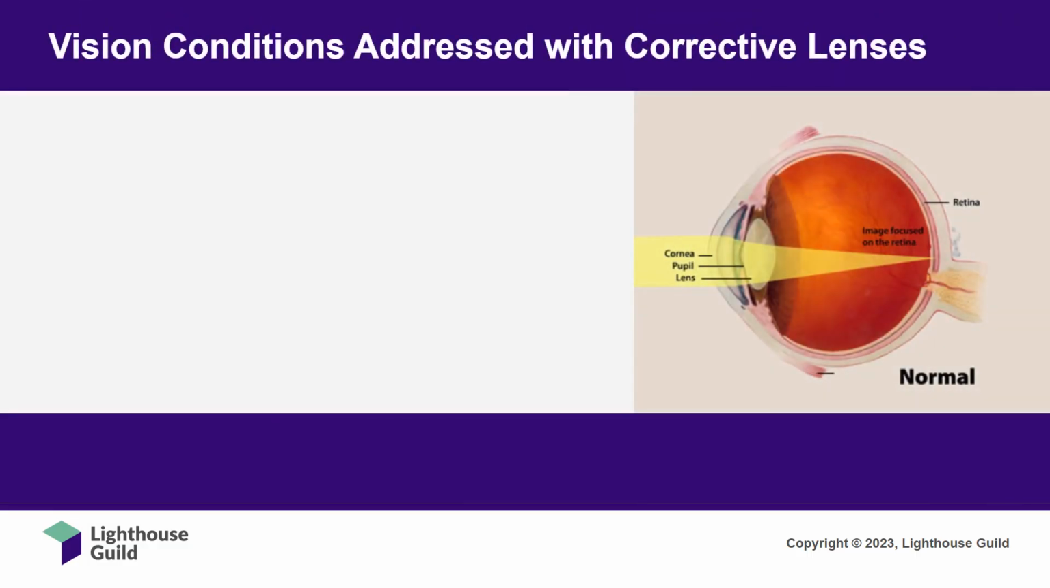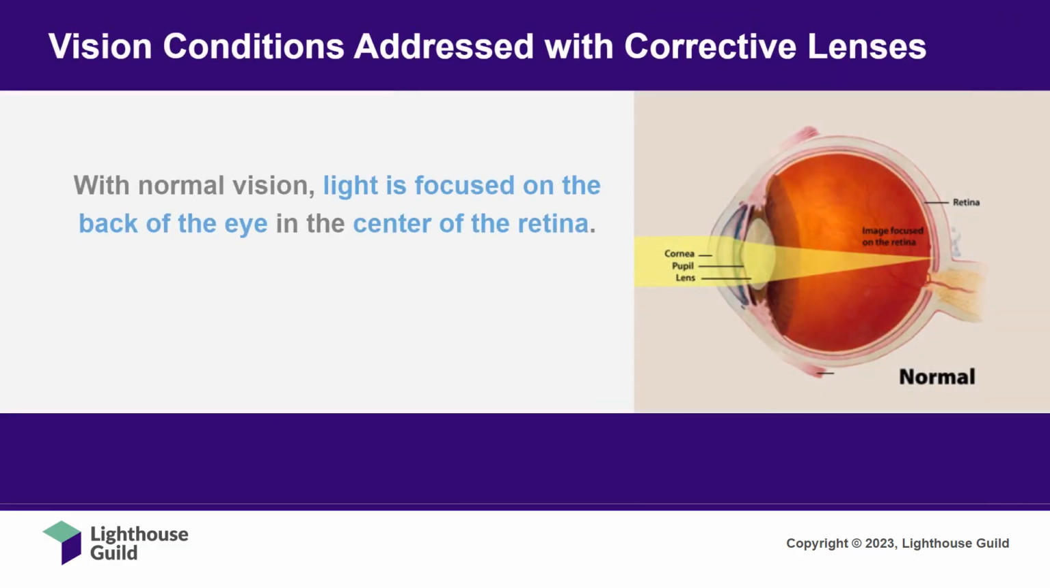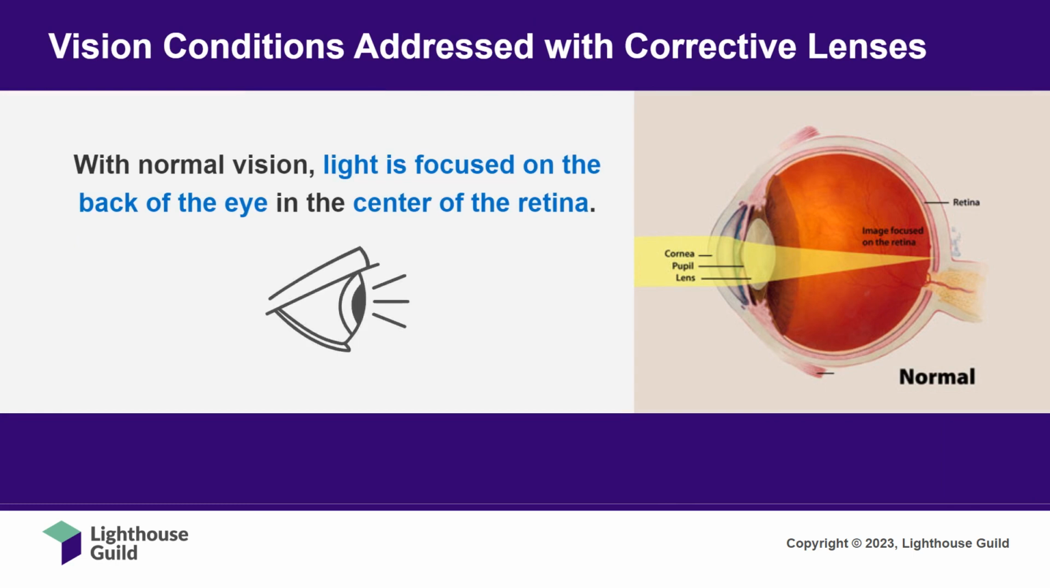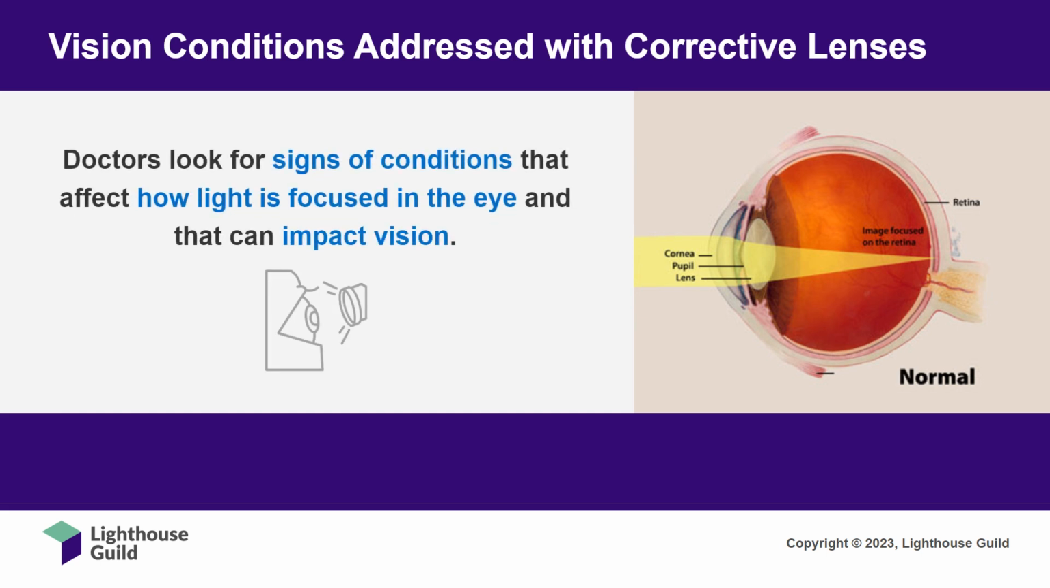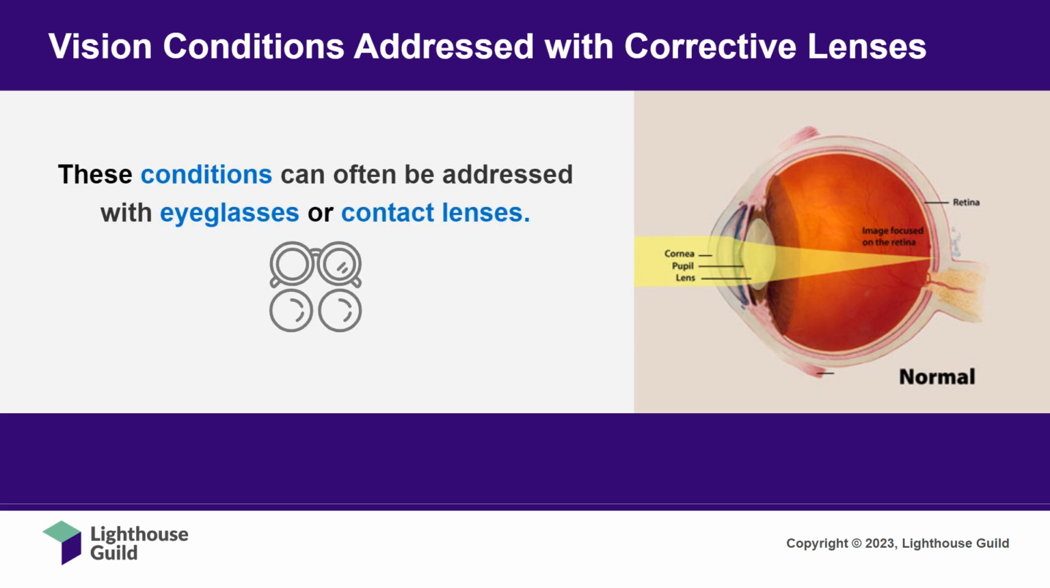Vision conditions addressed with corrective lenses. With normal vision, light is focused on the back of the eye in the center of the retina. As part of an eye exam, doctors look for signs of conditions that affect how light is focused in the eye and that can impact vision. These conditions can often be addressed with eyeglasses or contact lenses.